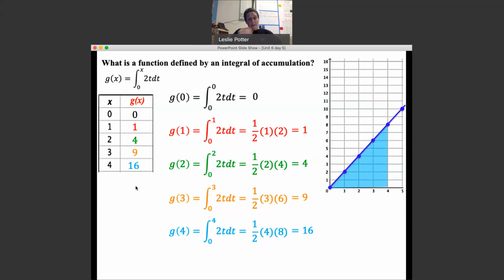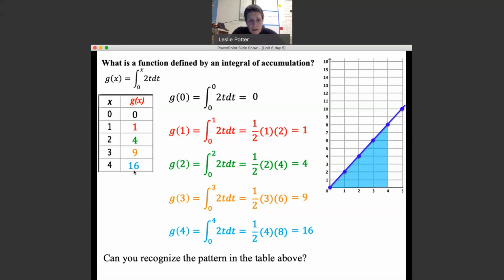So if we look at these values that we got as a result of our successive accumulations, basically, we look at this and can you see a pattern? So, you know, when we stopped at 0, we had 0. When we stopped at 1, we had an accumulation of 1. Stopped at 2, an accumulation of 4. Stopped at 3, accumulation of 9. Stopped at 4, accumulation of 16. So go ahead and stop the video for a moment and look at that and try to come up with a function that follows that pattern.